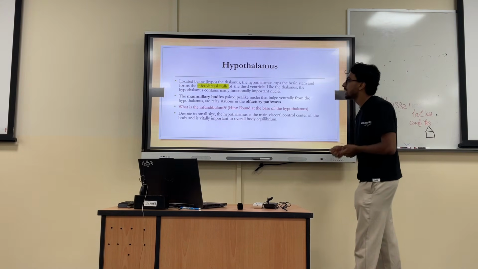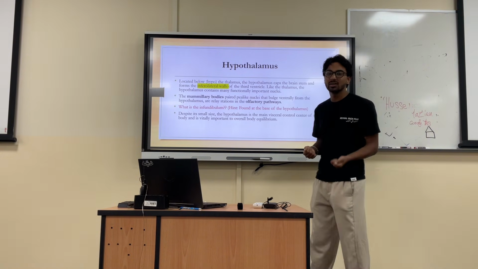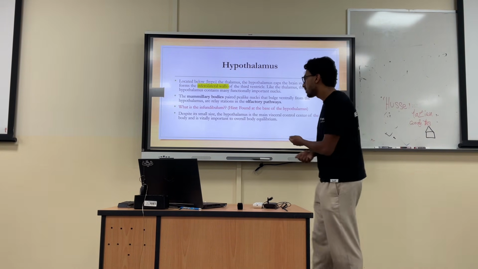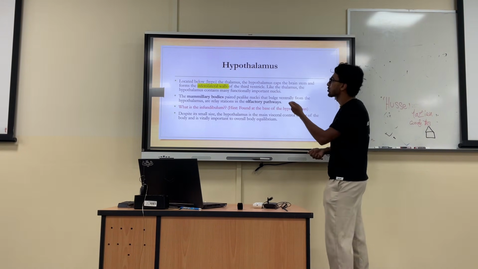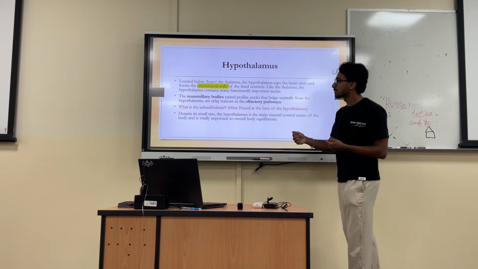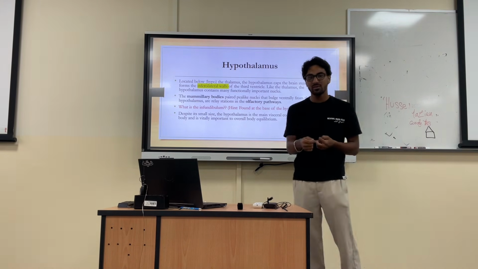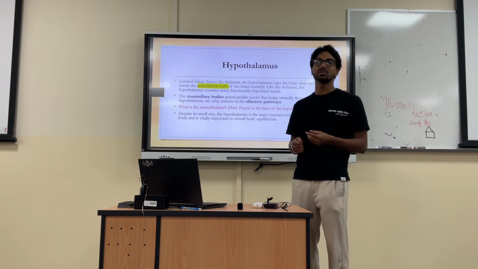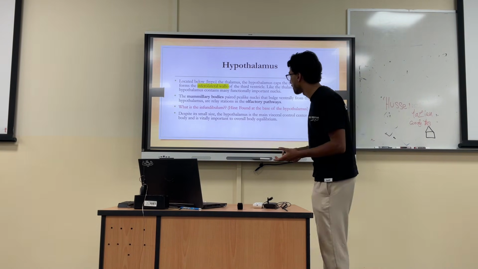And like the thalamus, the hypothalamus contains many functionally important nuclei. The mammillary bodies are one of them, which are pea-like nuclei that bulge ventrally from the hypothalamus and are relay stations in the olfactory pathways. Olfactory refers to the sensation of smell.